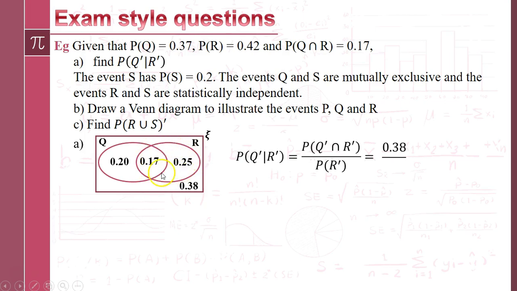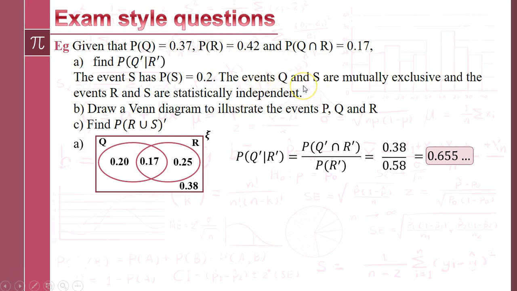There's the bits there in R. So not in R is going to be those two bits there, the 0.2 and the 0.38. So that's where we get the 0.58 from. And there we go. There's the probability of not Q given it's not in R.